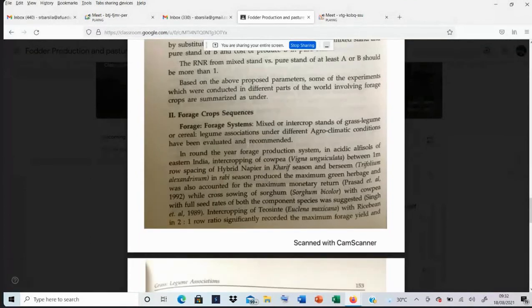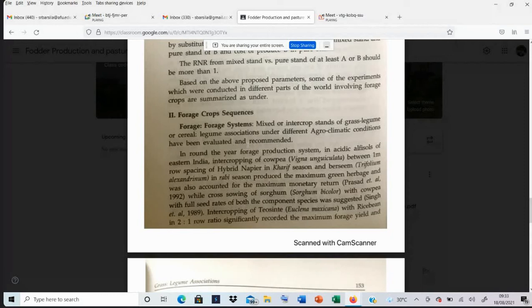Other things that should be considered in the grass-legume association are the cropping sequences. Because you are already students of agronomy, I don't need to elaborate what crop sequence means. So: forage system, forage legume system, legume to legume system. You can consider different cropping sequences. In our normal case, if we grow a summer crop, then it is followed by a winter crop. That is a normal crop sequence in agronomy, right?